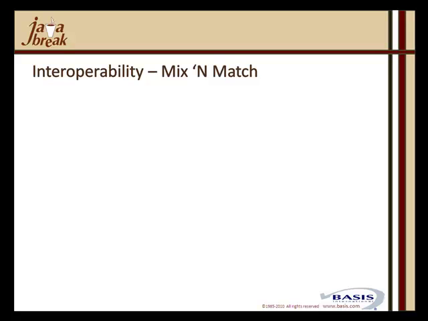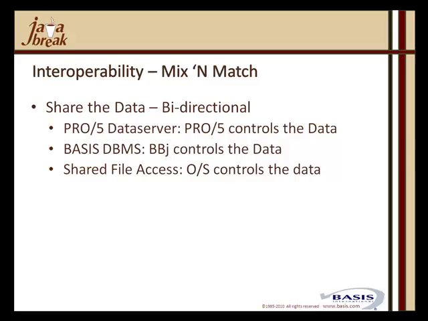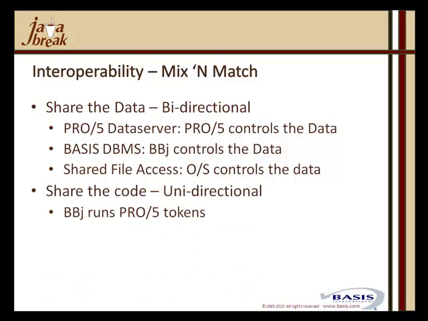Now let's talk some more about interoperability, mixing and matching. So I mentioned earlier we could share the data, have it bidirectional: Pro5 data server where Pro5 controls the data, the Basis database management system where BBj controls the data, or have shared file access where the operating system controls the data. We could also share the code. I mentioned earlier unidirectional: BBj will run Pro5 tokens. So once you run the Pro5 program through the underscore keyword and you run it through the BBj compiler, you can then retain that code in a Pro5 token format, and BBj would automatically convert it upon loading it up into the interpreter.